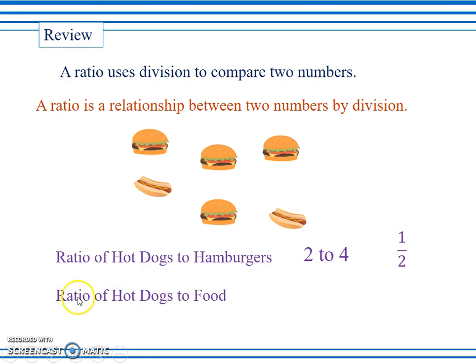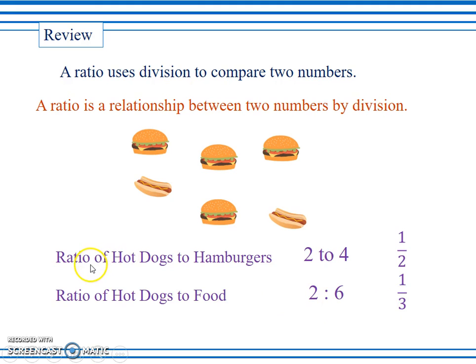And if we're looking for the ratio of hot dogs to food, well, we have 2 hot dogs, and all total we have 6 pieces of food. So that ratio is 2 to 6, which once again can be rewritten as 1 to 3.